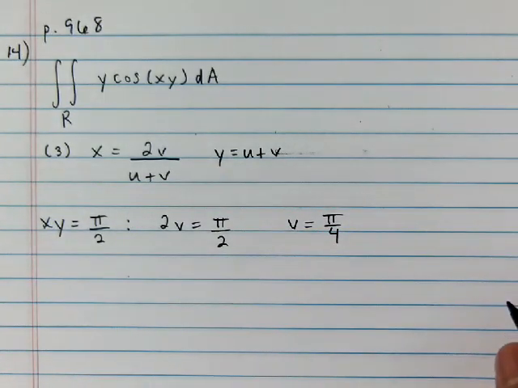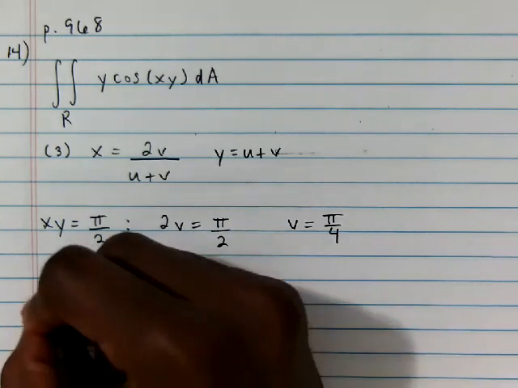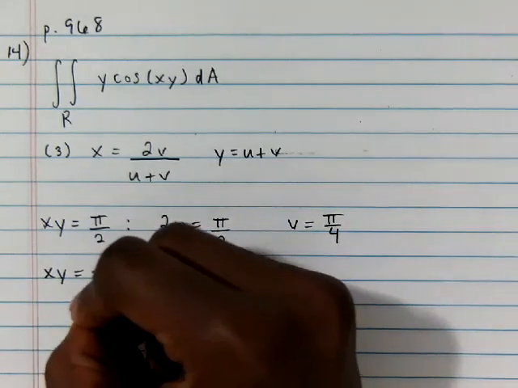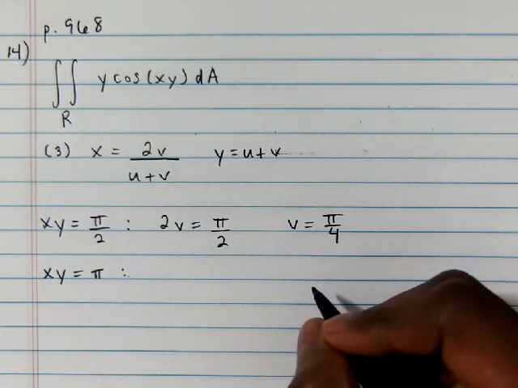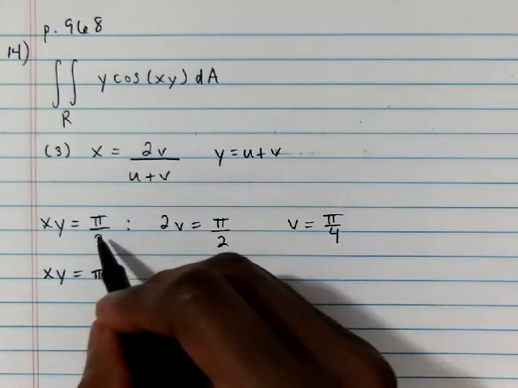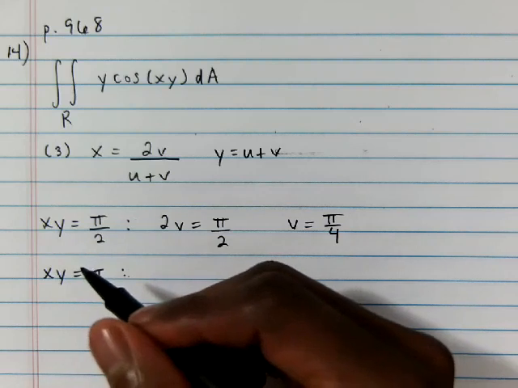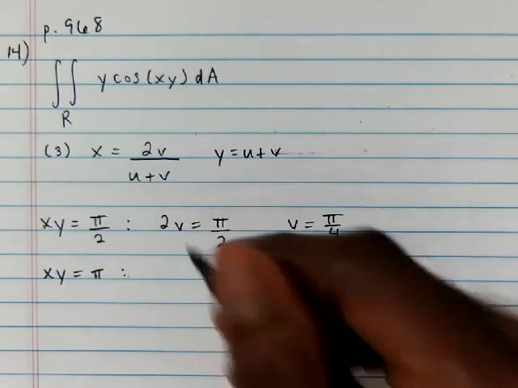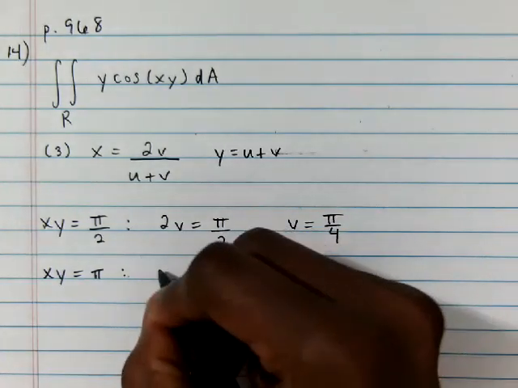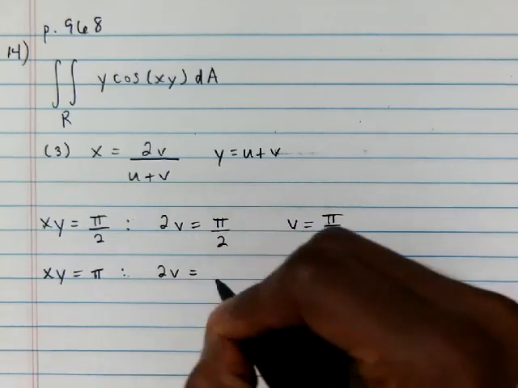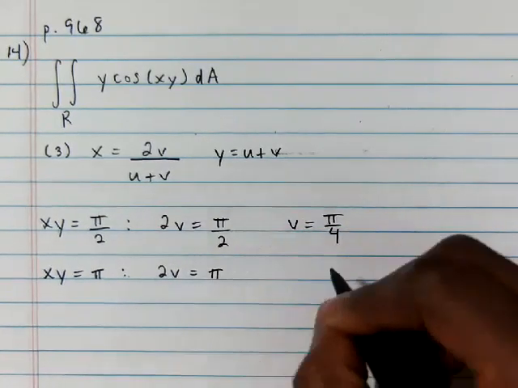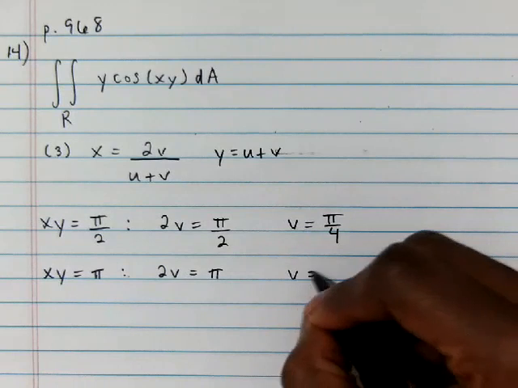Next equation they gave us was xy equals pi, which is also a hyperbola. Both of these look like the graph y equals 1 over x, basically. And so then we have 2v equals pi this time. So that just tells us v equals pi over 2.